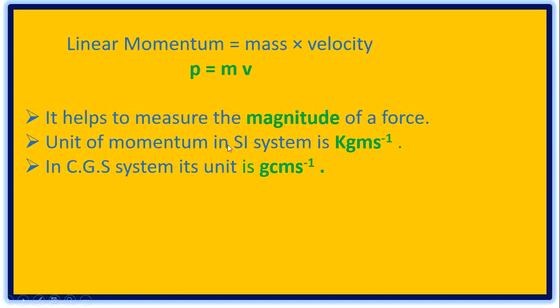So what is the unit of momentum in the SI system? Kilogram m s minus 1. What is the unit for linear momentum in the CGS system? Gram centimeter s minus 1. So the formula for linear momentum is mass into velocity. This linear momentum is used to measure the magnitude of a force. Magnitude means quantity or amount of a force. Using this linear momentum, we have to find out the value of the force. And the SI unit for linear momentum is kilogram m s minus 1. And in the CGS system, the unit for linear momentum is gram centimeter s minus 1.